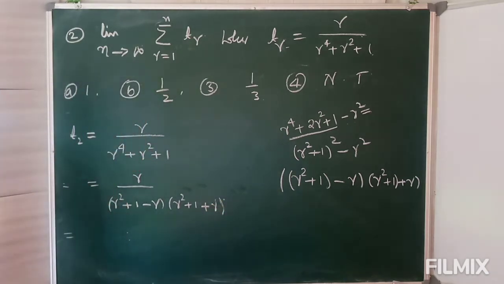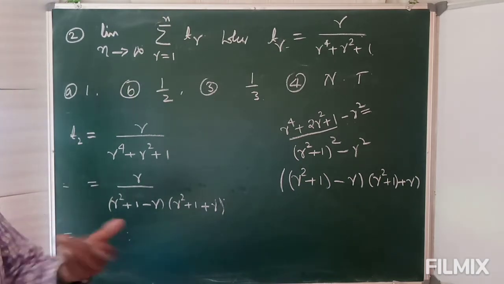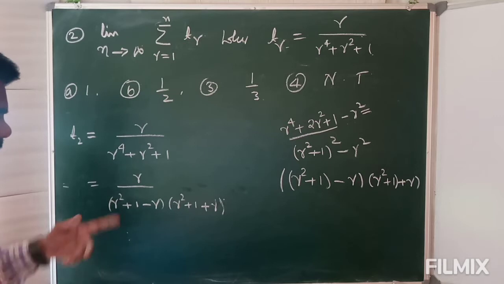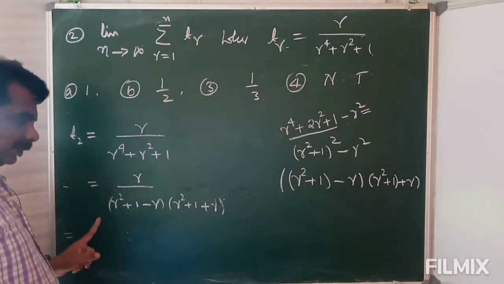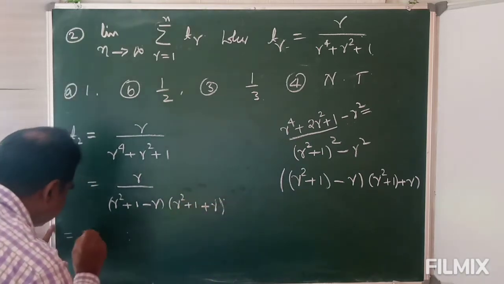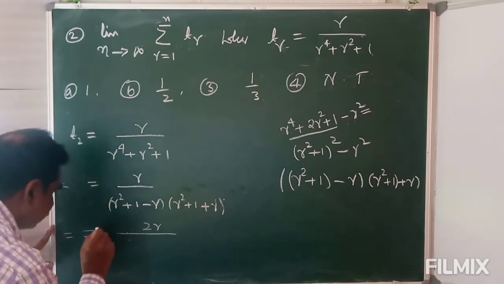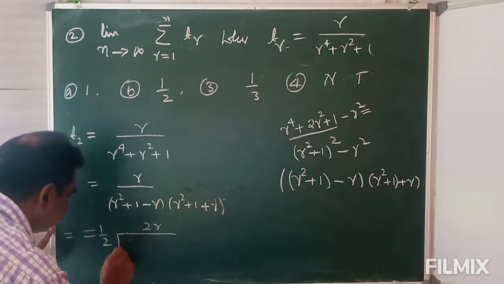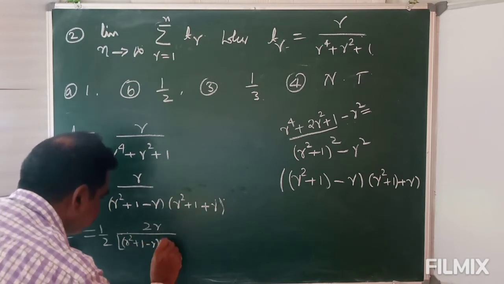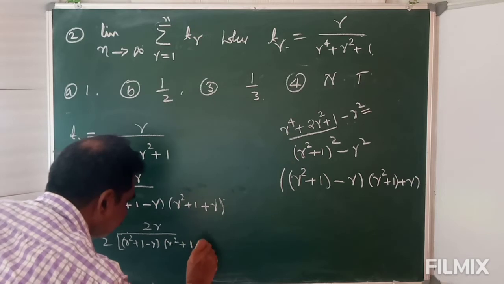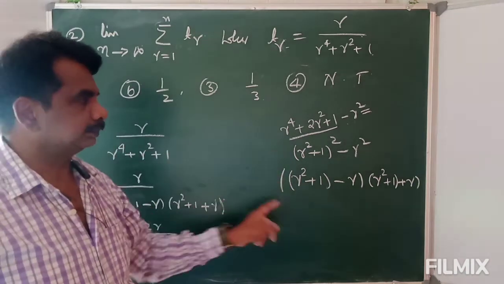Now, for our convenience, mathematics has some convenience. Let us take x, therefore I have to multiply by 2r divided by 2. Okay? And then split it. 2r divided by 1 by 2 into r square plus 1 minus r into r square plus 1 plus r. Okay? Write it this one.